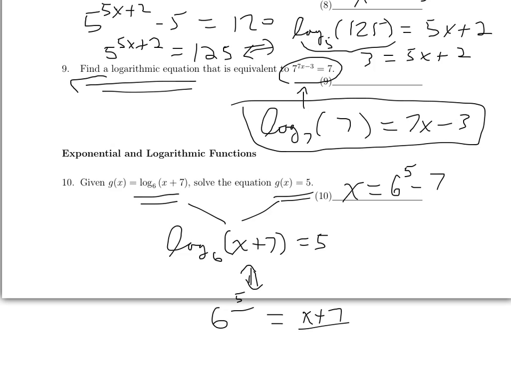You can just leave it like that if you want to. That's perfectly fine, but 6 to the 5th is not an enormous number, so you could just ask your calculator what that is and actually find it. So this is actually a whole number. It's not terrible to calculate, but it's not necessary. You can just leave it like that.